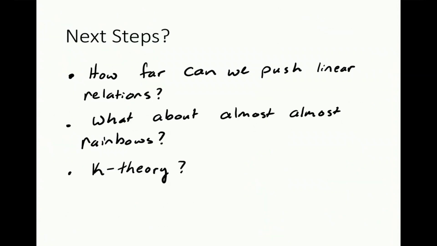Okay. So next steps, how far can we push these linear relations? What about almost rainbows? There's a lot of them, but you could try to extract more rules. And can we say anything about these K-theoretic structure constants in terms of these clans?